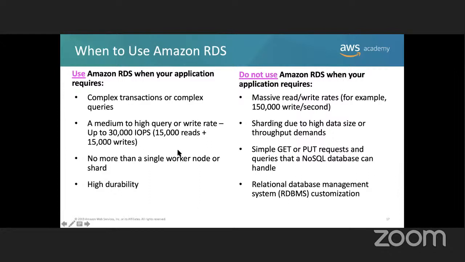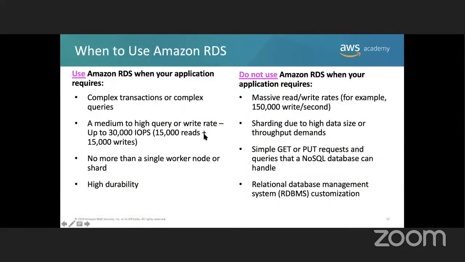Now, when you have more than a single worker node or shard, and we see shards like partitions, then you will have to use something else. You cannot use RDS, as RDS cannot have more than a single worker node or shard. And if you want something that is highly, highly durable, then RDS is the case. When not to use it? If you have massive read or write rates, for example 150,000 writes per second, then you cannot use RDS.